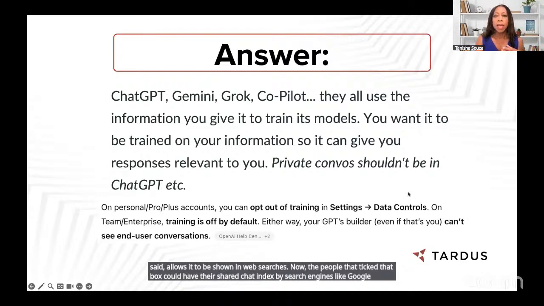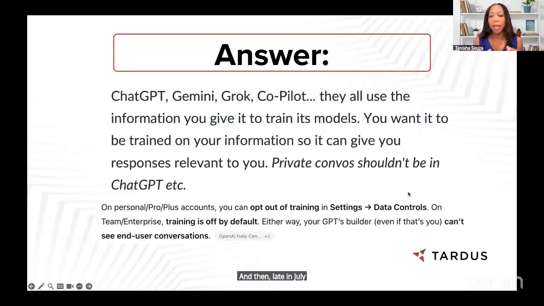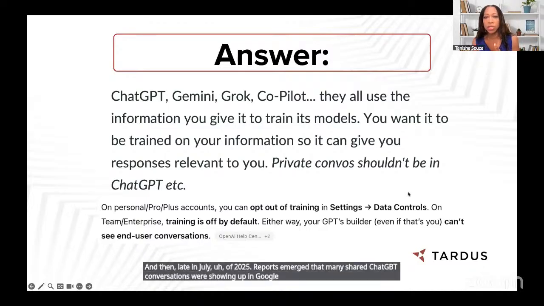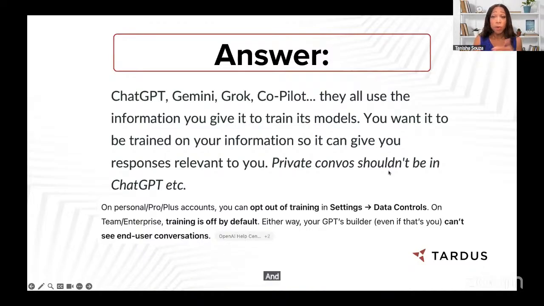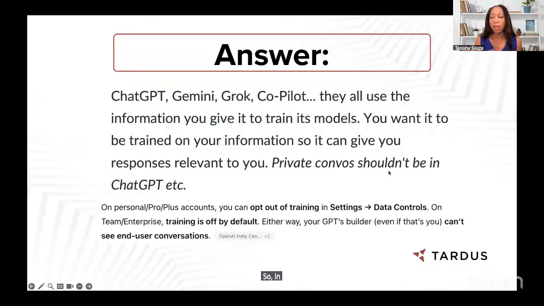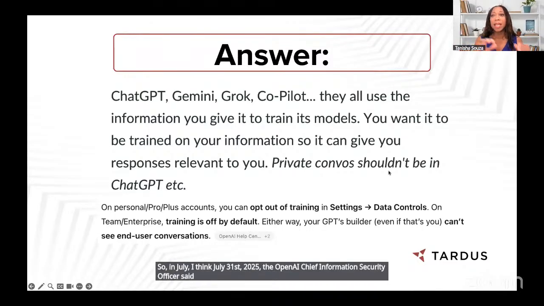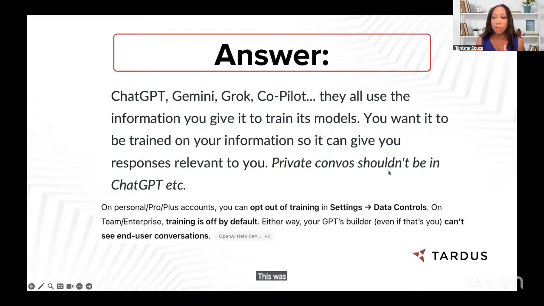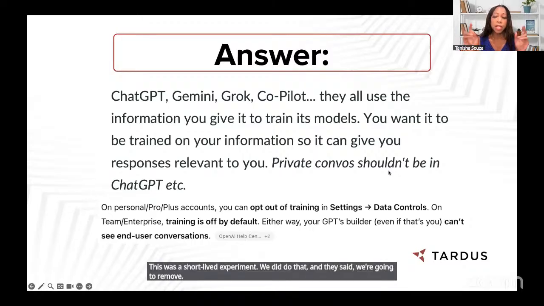And then late in July of 2025, reports emerged that many shared ChatGPT conversations were showing up in Google search engines, and they were finding thousands of them, right? And later we found out it was over 100,000 of them. So on July 31st, 2025, the OpenAI Chief Information Security Officer said that, yes, this was a short-lived experiment. We did do that. And they said, we're going to remove the discoverable checkbox feature.